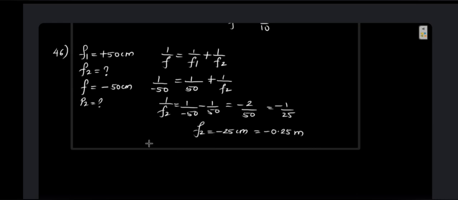Now you can find out the power of the second lens. So 1 upon F2 is going to be 1 upon minus 0.25. That is going to be equal to minus 4 diopters. You have to always substitute the focal length in meters, remember. All right, so this is question 46.